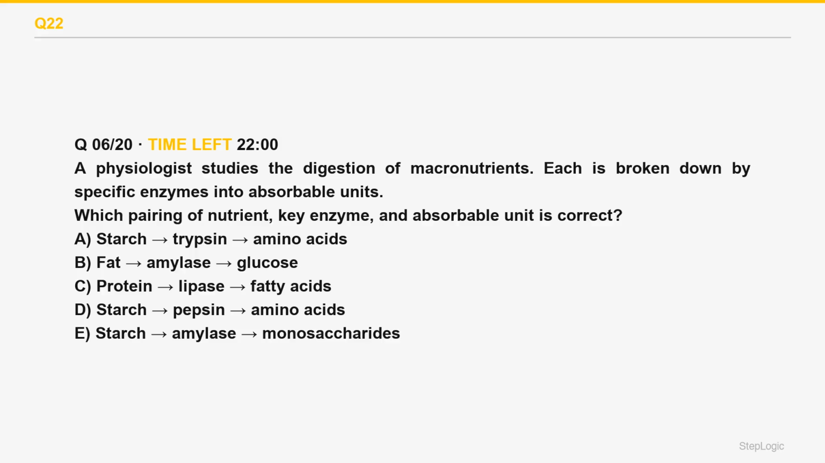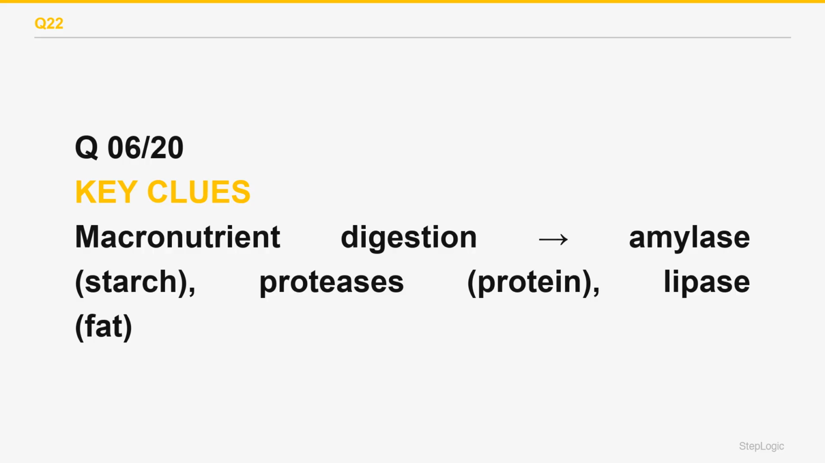Which pairing of nutrient, key enzyme, and absorbable unit is correct? A physiologist studies the digestion of macronutrients. Each is broken down by specific enzymes into absorbable units. Read the command: which digestion pairing is correct? Starch, amylase, monosaccharides; protein, pepsin and trypsin, amino acids and peptides; fat, lipase, monoglycerides and free fatty acids. Each macronutrient has its digestive enzymes and absorbable end products.